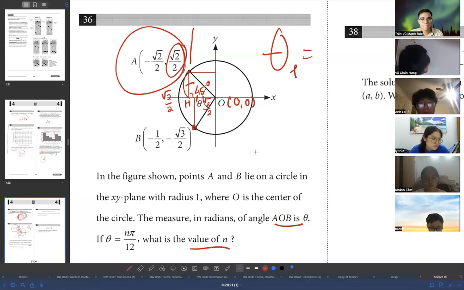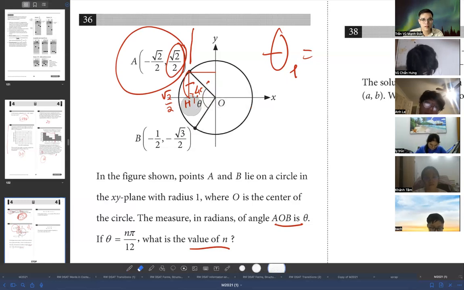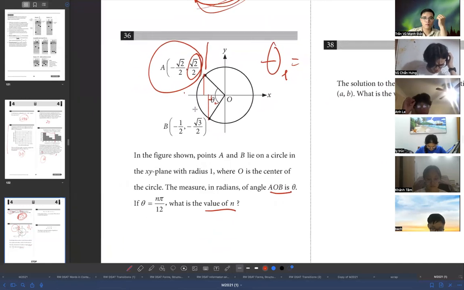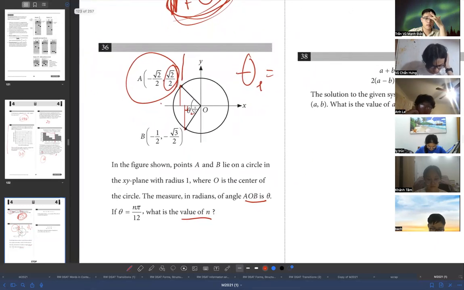Oh, you said which angle? Phi 2. Just going to erase it for clearer. Phi 2. Yeah, is that also 45? It won't be 45 because these two, you can see they aren't the same. And also the two triangles, this triangle, is it an isosceles? Okay. Is this an isosceles?